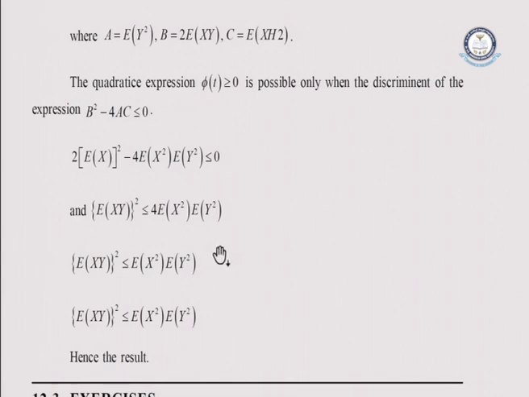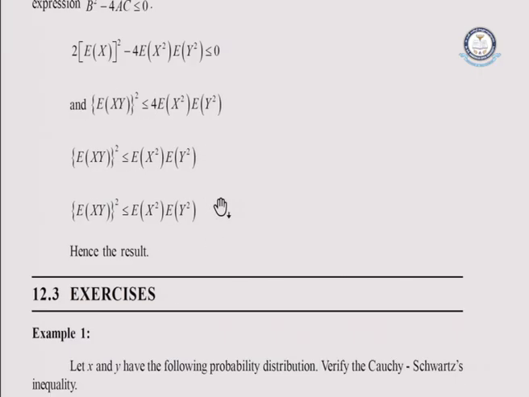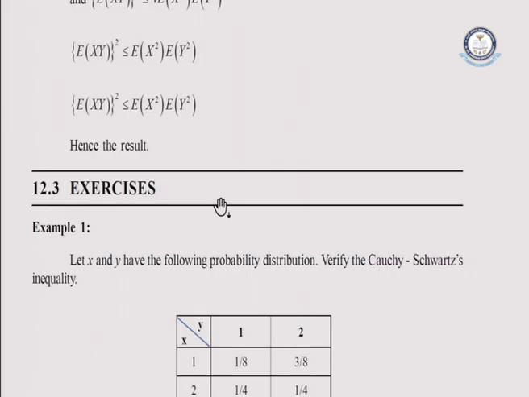How can you solve this expansion? Through this quadratic expression, the discriminant of the expression. So then the Cauchy square inequality statement is: expected value of (xy) whole square is less than or equal to expected value of x square into expected value of y square only. So this is the result of the Cauchy square inequality.